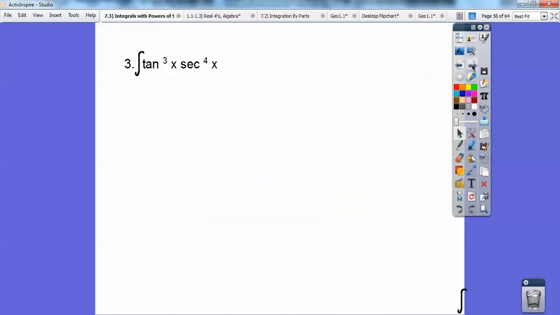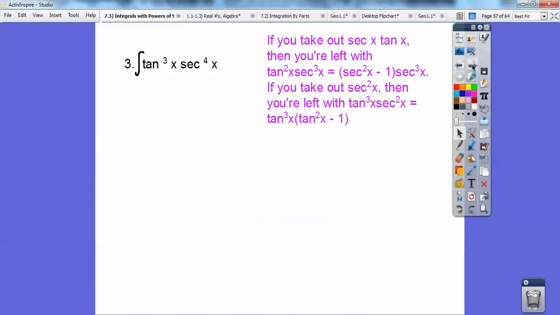Okay, so just some planning here. Okay, on this one right here, if I took out secant x tan x, then I'm left with tan squared secant cubed. Okay, tan squared is secant squared minus 1. Okay, and if I took out the secant squared, then I'm left with tan cubed secant squared, which is this right here. So I chose this path right here, the first path right there. So there it is right there.